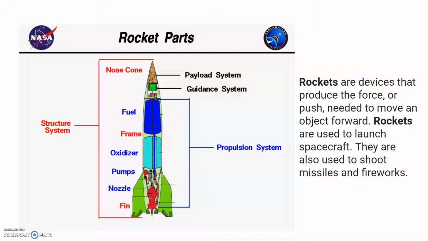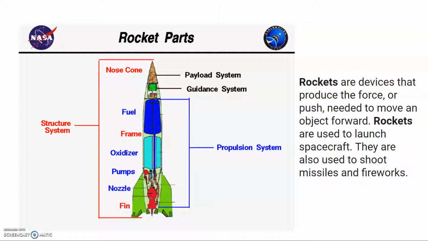The official definition from NASA is that rockets are devices that produce a force or a push needed to move an object forward. And typically that forward means up and off of the surface of our planet, maybe off the surface of the moon or off the surface of Mars. They are used to do lots of different things. Most traditionally, we think about them as launching spacecraft, right? We think about them in terms of NASA, but interestingly, rockets are also used to shoot things like missiles and defense mechanisms, as well as things like fireworks.